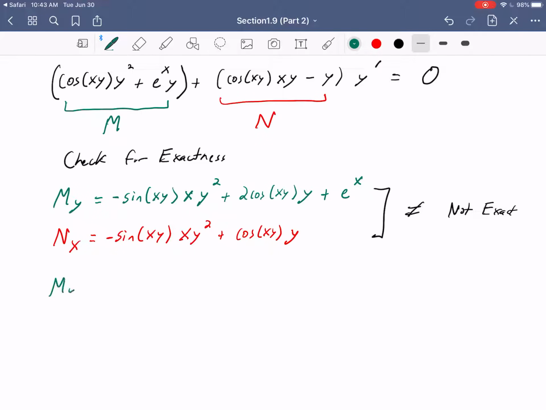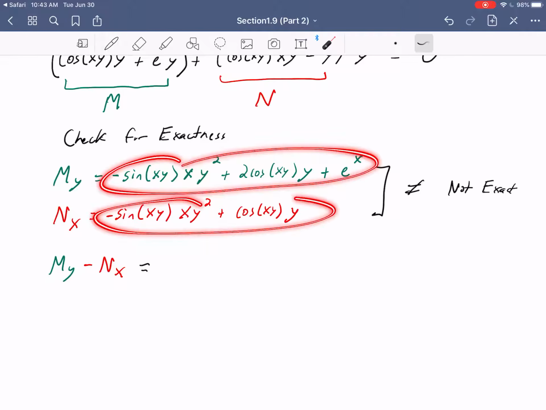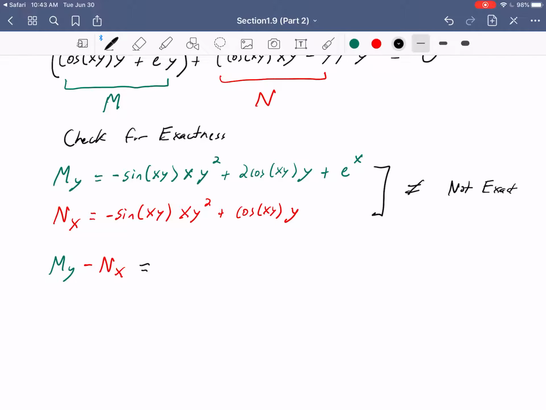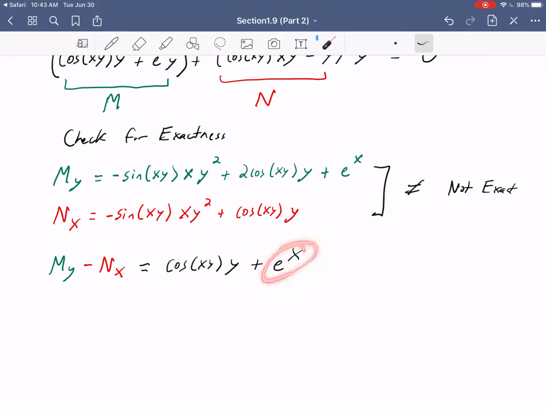So we want to go ahead and do My minus Nx, nice sort of Christmassy colors there, right? Let's go ahead and actually see how sort of off these are. So we're going to subtract this by this. And if we do that, it should be pretty clear that we're going to end up canceling these, and then we should get cosine xy plus e to the x. Because these terms are going to drop out, this subtraction is going to give us this, and then that e to the x doesn't have anything to subtract, so there we go.